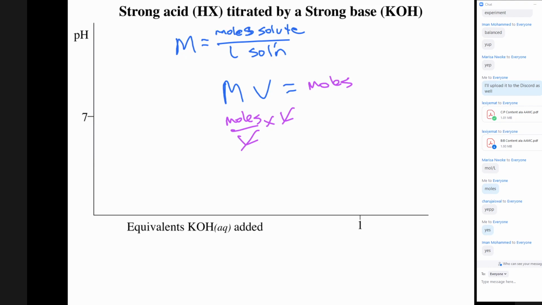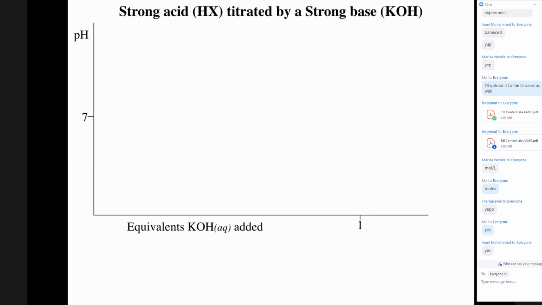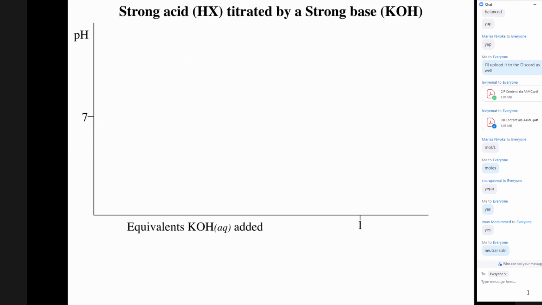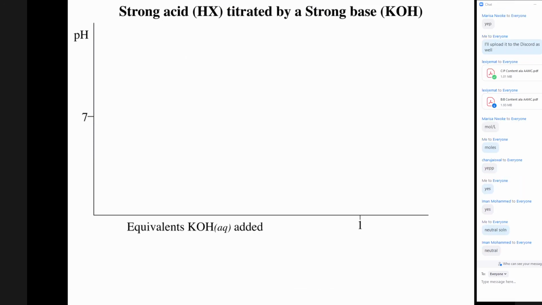So what's your prediction if I add a strong acid and a strong base exactly equal? Will I end up with an acidic solution, a basic solution, or a neutral pH 7 solution? Neutral. So what we mean by equivalent is equivalent moles. So if I have 7 moles of acid, one equivalent would be 7 moles. If I have half a mole of acid, one equivalent would be half a mole. So the equivalent is a lazy way of saying an equal mole quantity.